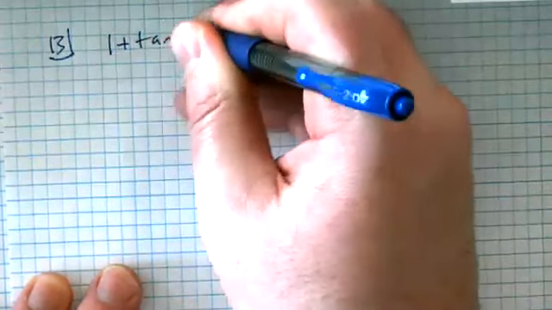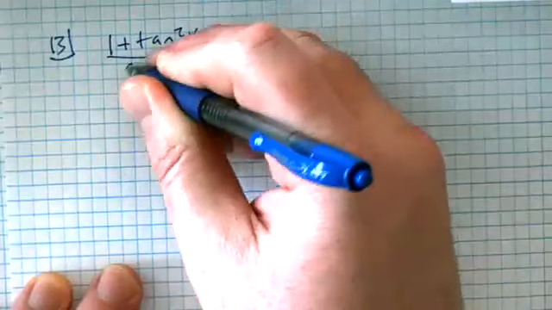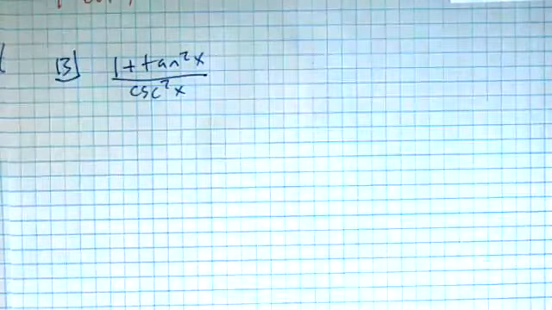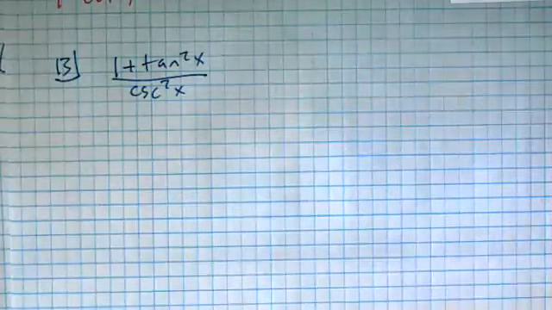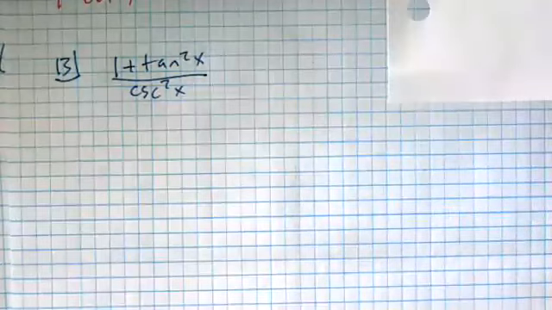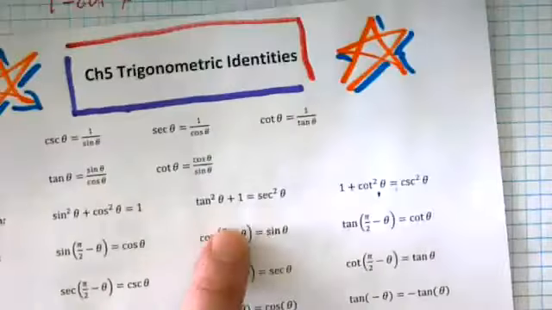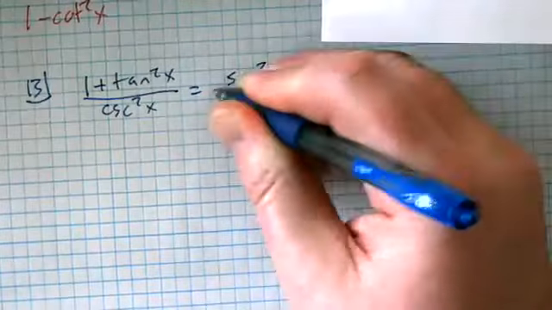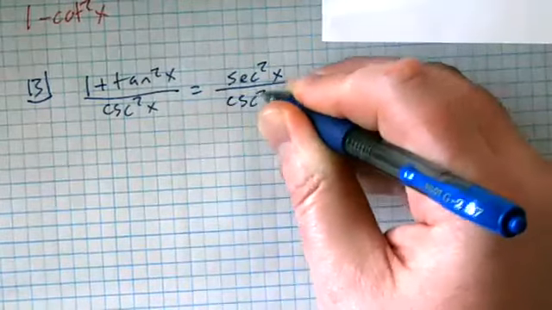One plus tangent squared x over cosecant squared x. That really makes me think of Pythagorean, that 1 plus tangent squared. Is that one of our Pythagoreans? It is, totally. It's secant squared, isn't it? 1 plus tangent squared is secant squared. So that would be my first move. Secant squared x over cosecant squared x.